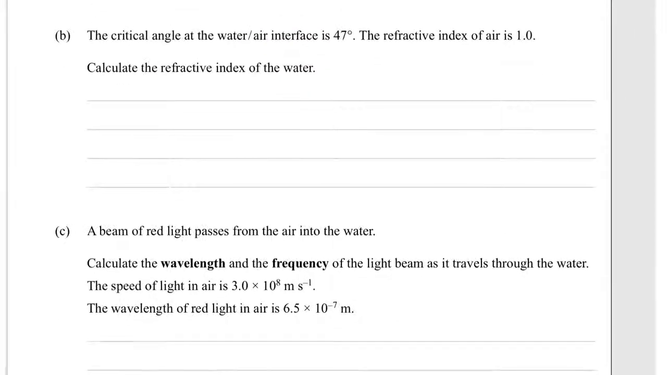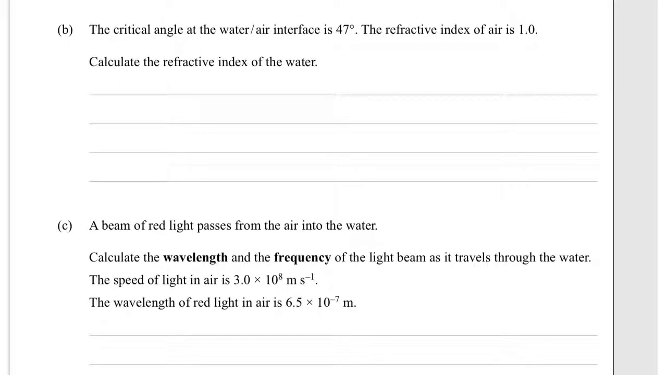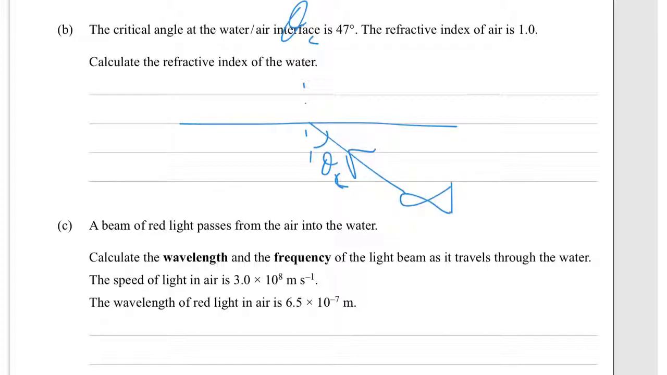Question B. Critical angle at the water-air interface is 47 degrees, so that's theta c. The refractive index of air is 1.0. Calculate the refractive index of water. Sketching a diagram again. We've got our normal, we've got our light ray that's going in at the critical angle. That's our fish down there, so light coming from the fish bouncing there. Critical angle is defined as the angle beyond which total internal reflection occurs. So we can take this as the reflected ray being at 90 degrees.